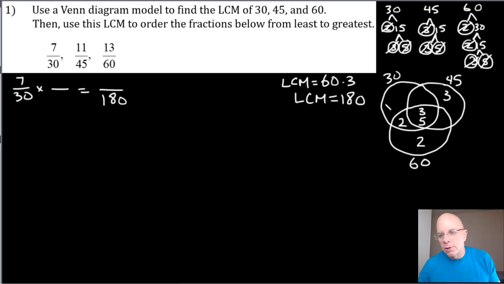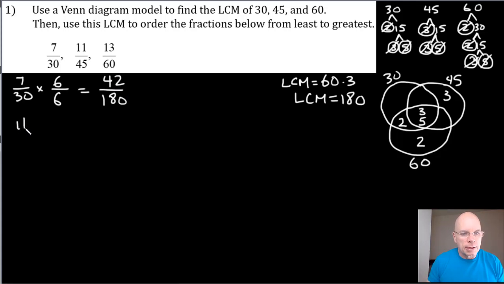If you look at the 30 circle and look outside of that circle, there's a 3 and a 2. So 6 30s is 180. So a 30th multiplied by a 6th is 1/180th. But I want the whole 7/30ths, so I multiply by a whole. This is the multiplicative identity. You can multiply by a form of 1 without changing the value. And so while the numerator and denominator change, the fraction is still equivalent to 7/30ths. So 7 times 6 is 42.